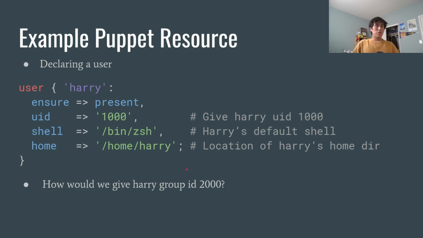So now here's the question. How do we give Harry a group ID of 2000? It's not too hard. Think about it for a sec. We basically just say GID points to 2000. You can also see other examples here. I'll let you look at those on your own time.